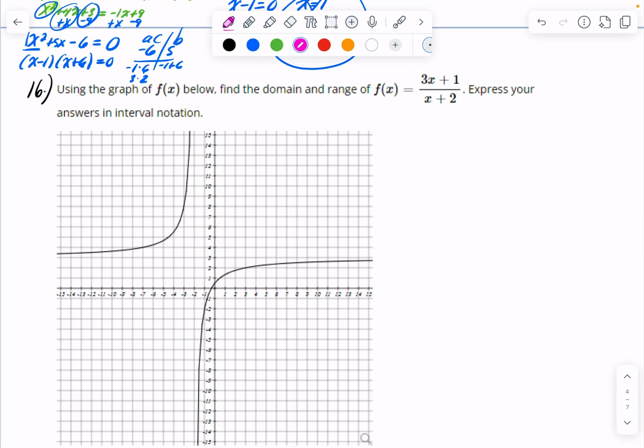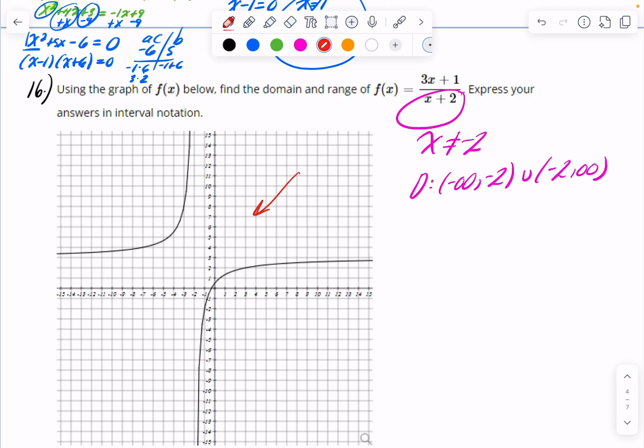Honestly, I'm not even going to use the graph. Well, I guess I could. Domain's easy though. X cannot be negative 2, right? So our domain will be negative infinity to negative 2, union negative 2 to infinity. And then again, I think this graph's deceiving, so I'm not even going to use it.